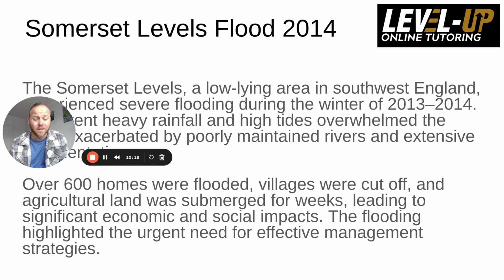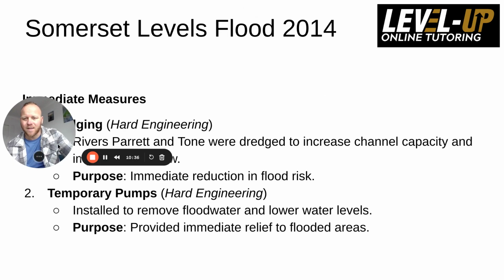600 homes were flooded. Nobody died, fortunately. Whole villages were cut off. Agricultural land was submerged for weeks. And of course, that would have economic and social impacts as well. So with that in mind, they had to do something to try and stop this being a problem again in the future. And these are just some of the things that they have done.